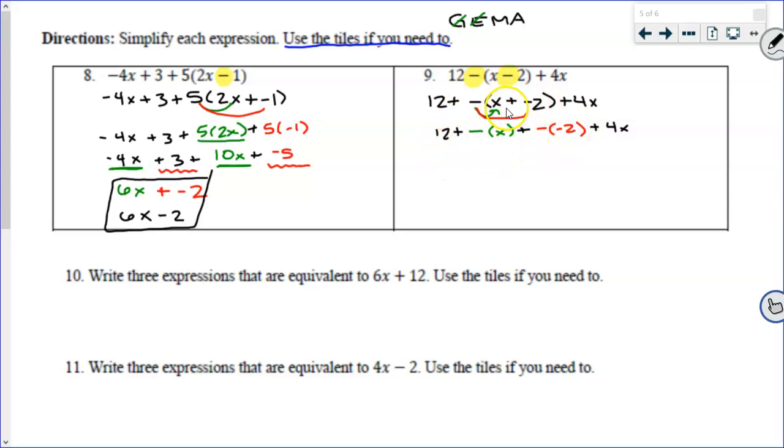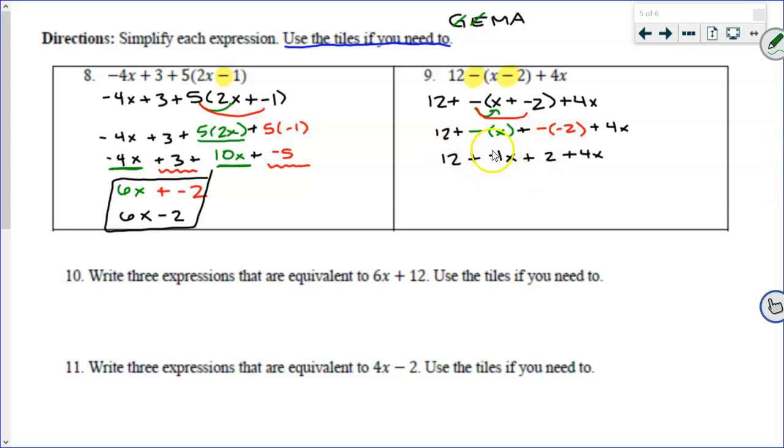Okay, and I hope that this is what you came up with. We have 12 plus, what is the opposite of x? That's going to be a negative x. Or if you would like, you can say it's a negative 1x, if that helps. And what is the opposite of a negative 2? A positive 2. And then we've got our plus 4x.